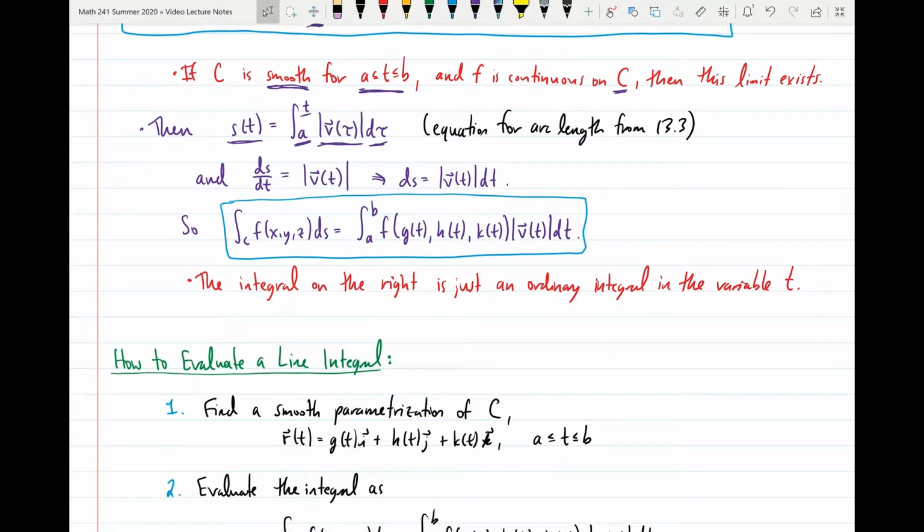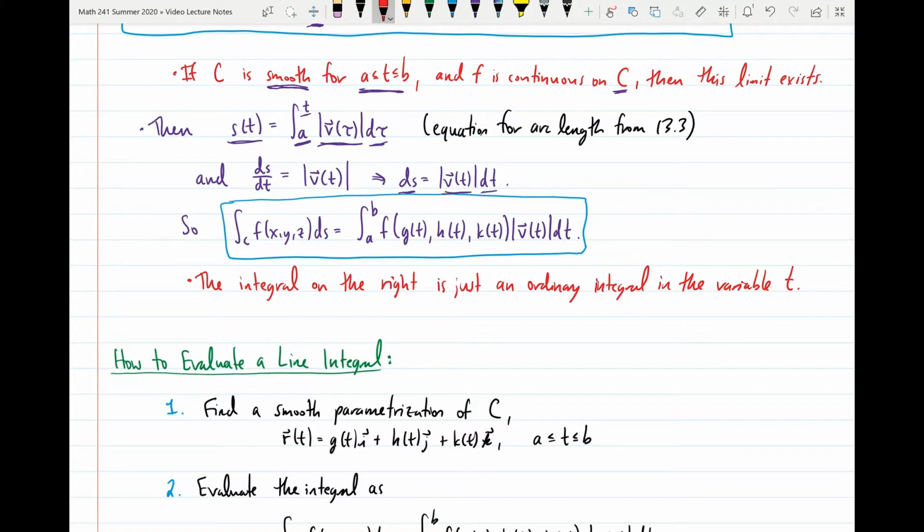So if we write this equation that we have from section 13.3, then we can use the fundamental theorem of calculus to say that the derivative of s with respect to t is just equal to the function in t giving the speed, or just the magnitude of the velocity function. And this tells us that ds can be written as the magnitude of the velocity function dt.